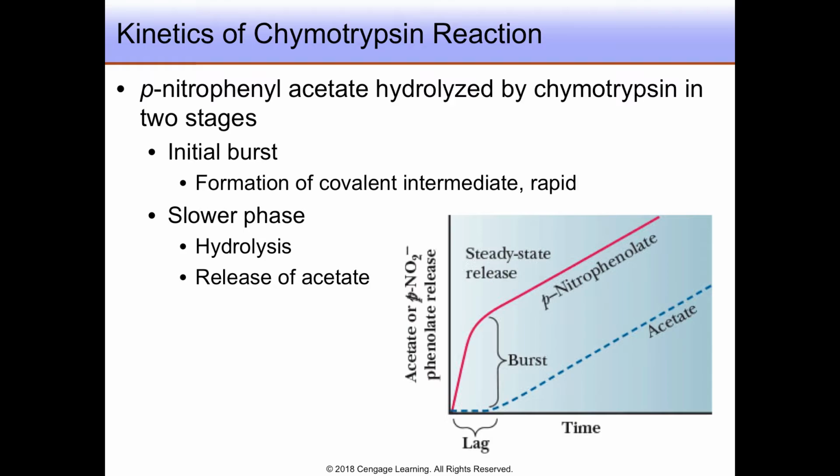In other words, the population of enzyme molecules readily binds substrate and releases the nitrophenolate product. That's our initial burst. But because hydrolysis of acetate is slow, the enzyme molecules must wait for that to occur before they can bind another molecule of substrate and release more nitrophenolate.